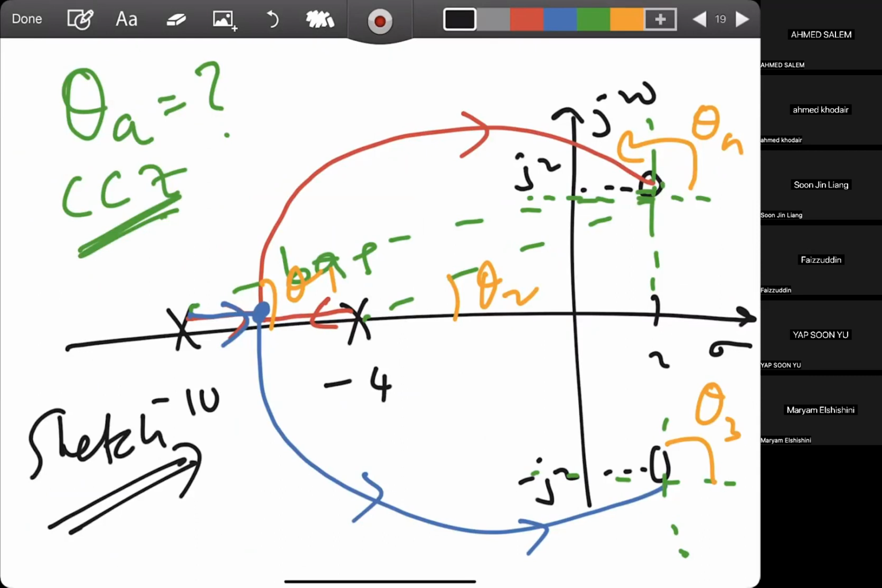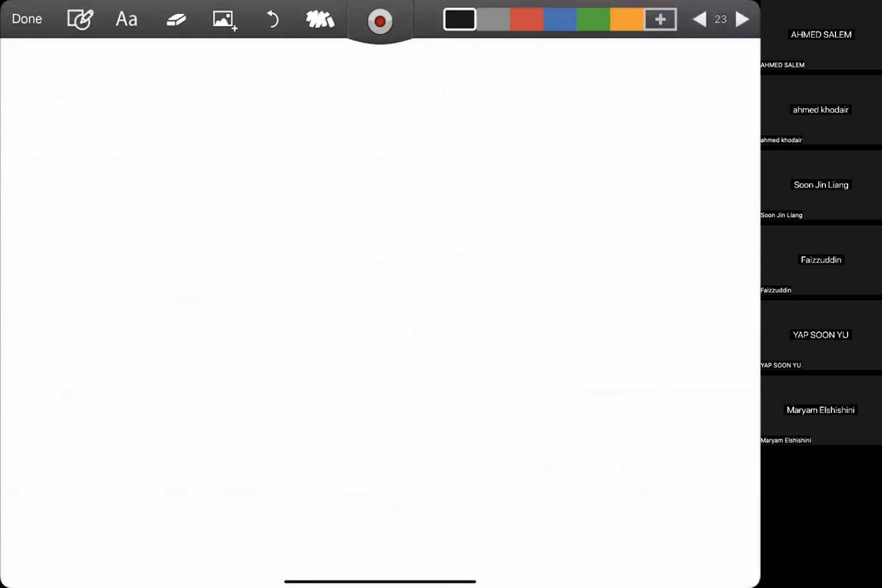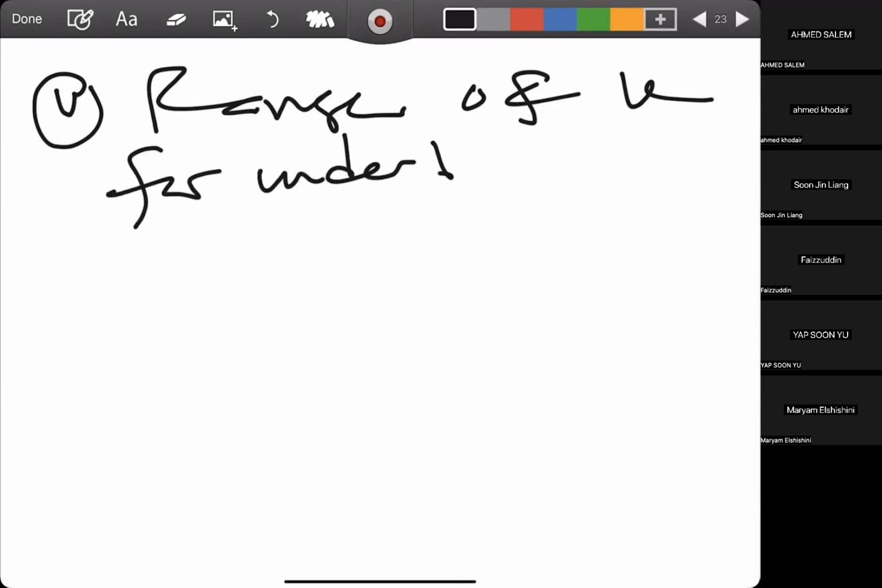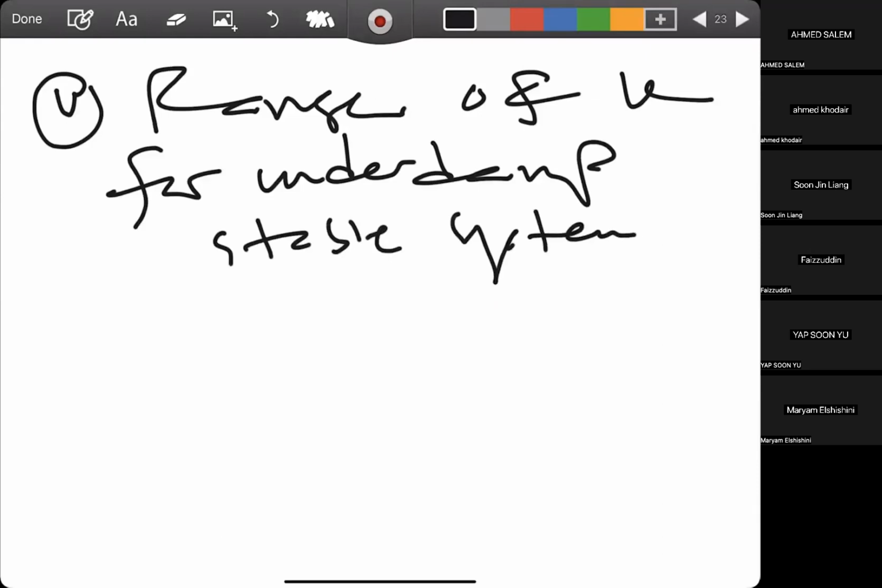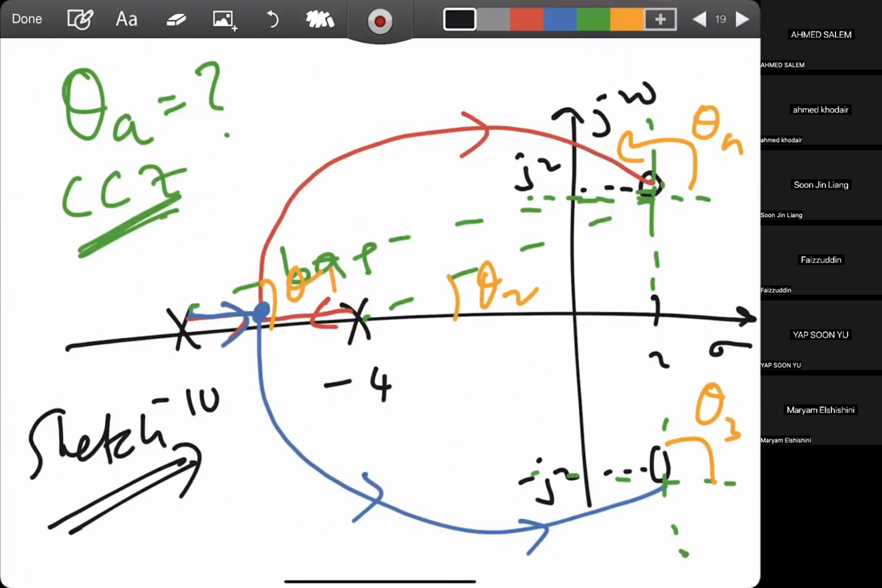And what is the range for K for underdamped stable system? What is the range? Miss Tang Hui Ting. Range of K for underdamped stable system. Tang Hui Ting? Not coming. Not coming. Mariam?